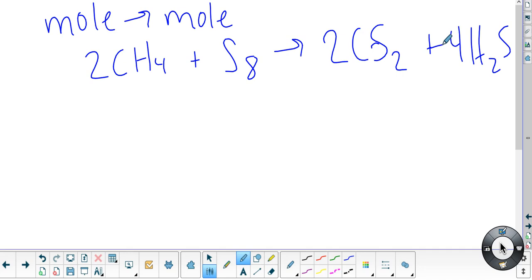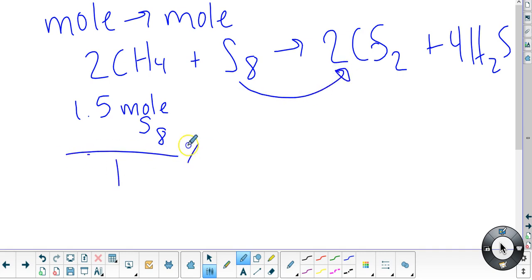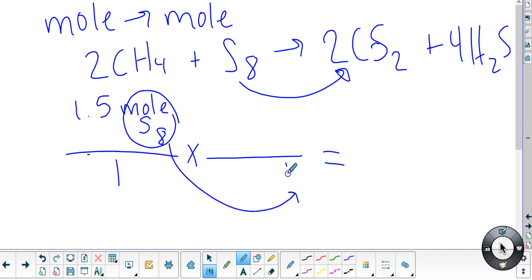Okay, and the problem's asking, it gives you 1.5 moles sulfur, and it's asking for moles of carbon disulfide. So you're going this way. So always what you were given over 1, it's only one step. Whatever units are up here have to go down here. So moles of S8, what you're solving for, moles. Then what numbers do you use there?